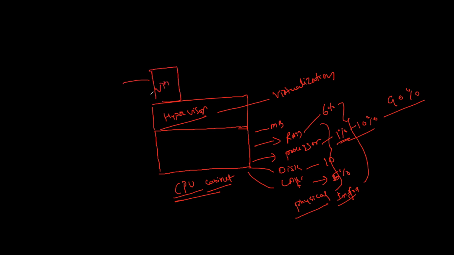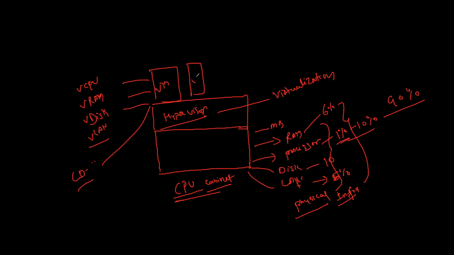And on this VM, you would see a virtual CPU, virtual RAM, virtual disk, and virtual LAN card. All those things would be virtual. Even if you have a CD drive or DVD drive, you are going to see it as virtual over here. So on top of this hypervisor, it's your choice, you can create more VMs, virtual machines.